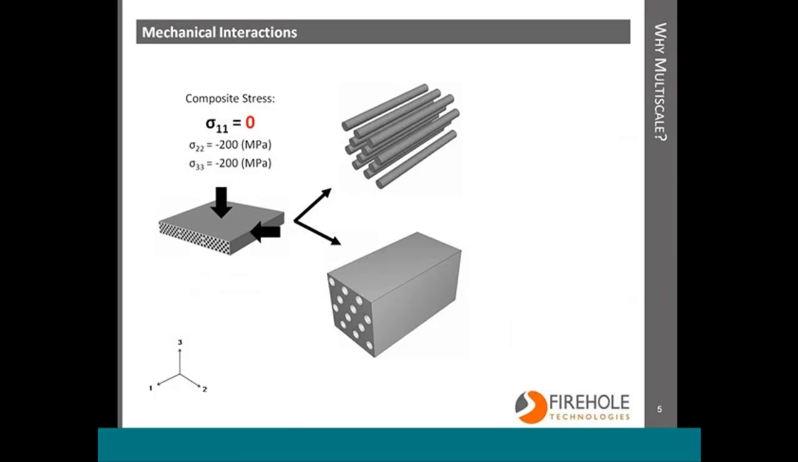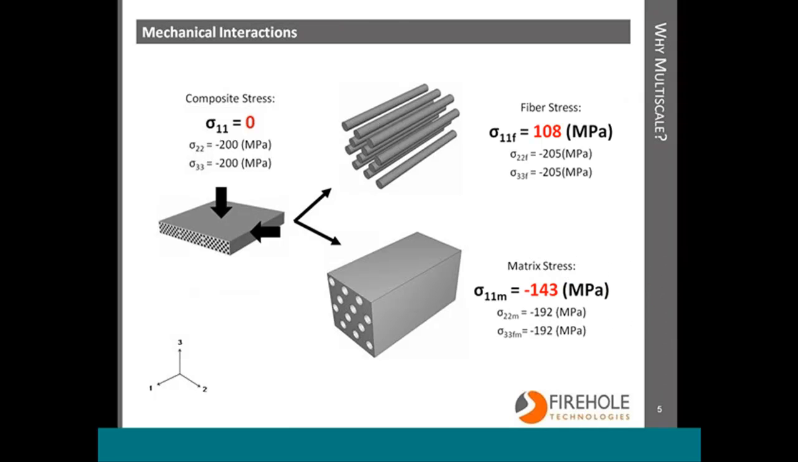Similar results can be seen under mechanical loading. Here's another simple example. It's a unidirectional composite subjected to biaxial compression in the transverse direction. Notice that there's no load in the 1-1 direction, but a stress of 108 megapascals develops in the 1-1 direction of the fibers. That's almost half of what develops in the loaded direction. And in the matrix, a stress of 3/4 of the loaded direction stress develops in the unloaded direction. So from these simple examples, it's easy to see how neglecting these masked stresses could contribute to erroneous simulation results.